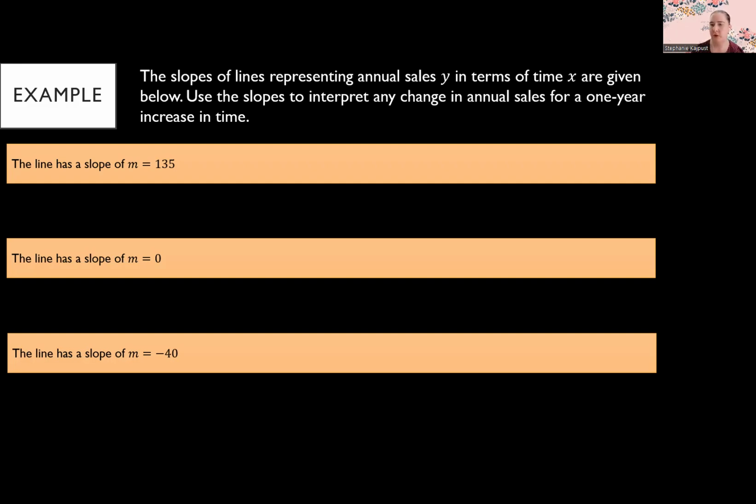Use the slopes to interpret any change in annual sales for a 1 year increase in time. So that 1 year increase of time is telling us that our horizontal distance is 1. The run is 1, so the units are years. And so then the rise is the amount of sales, which are always in dollars, unless you're told it's millions of dollars. So we're assuming that it's in dollars. So we've got units here.